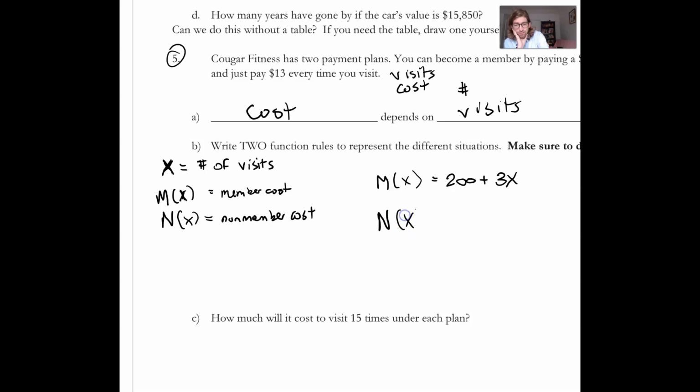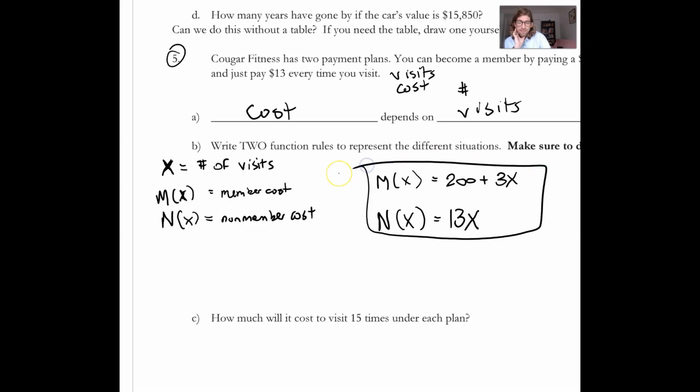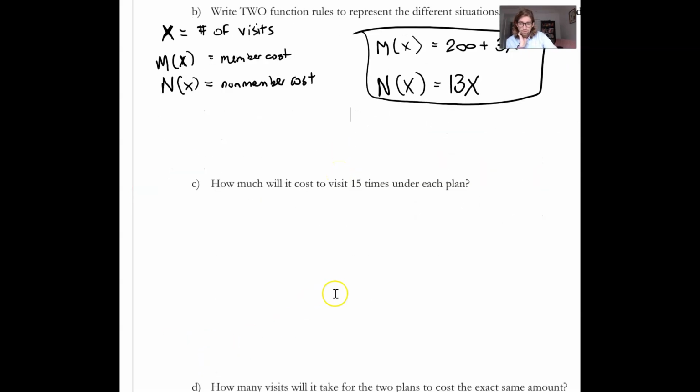How about our n rule? You remain a non-member and pay $13 every time you visit. So for n, there isn't an initial fee. There isn't just a fee that you pay. It's just $13 every time you visit. So there are our 2 rules.